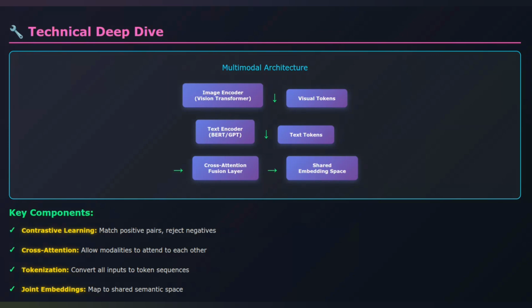Both modalities need to be tokenized. Text becomes word or subword tokens, while images are split into patches that become visual tokens. Some models use 16 by 16 pixel patches, treating each as a token. There are different fusion strategies. Early fusion combines features early in processing, late fusion combines them near the output, and hybrid approaches use both. Each has trade-offs in computational cost and performance.